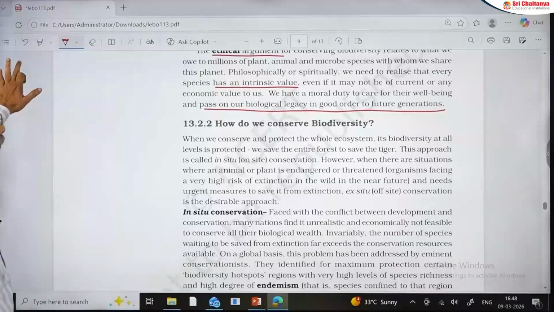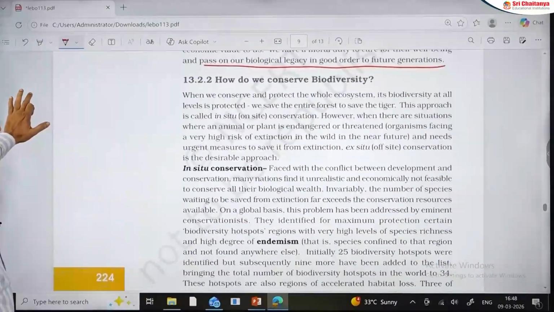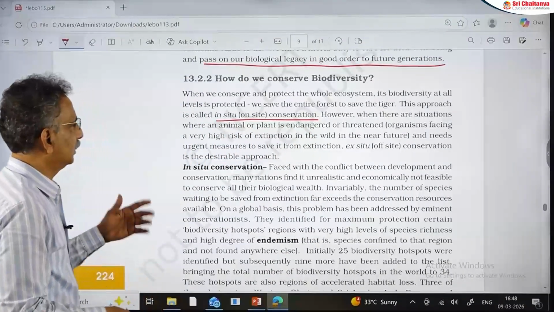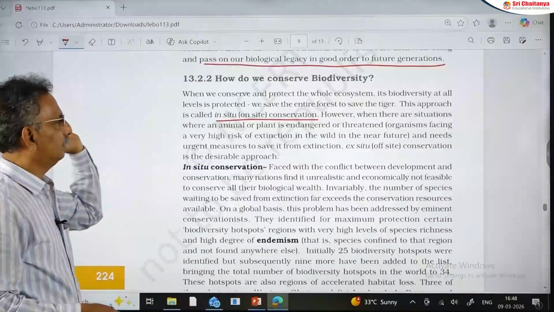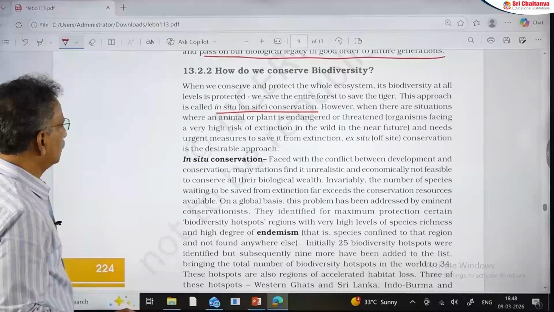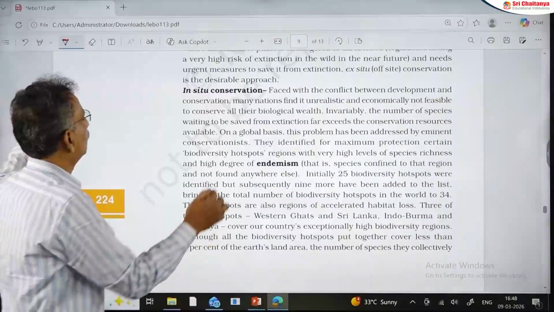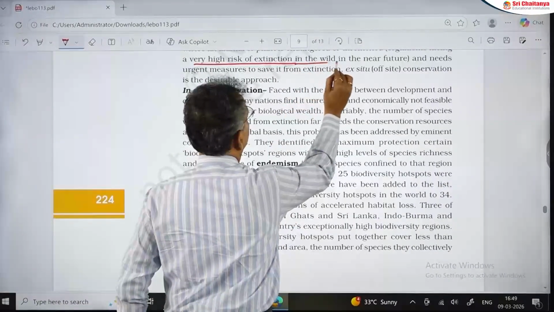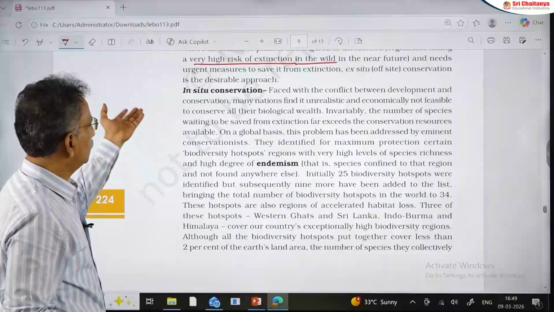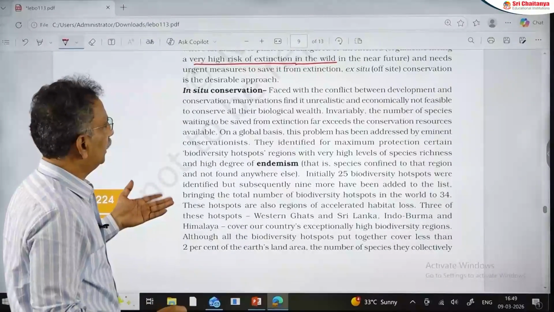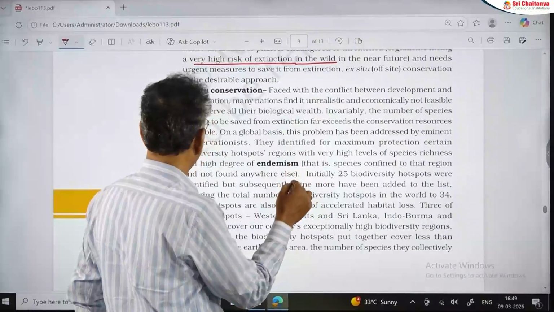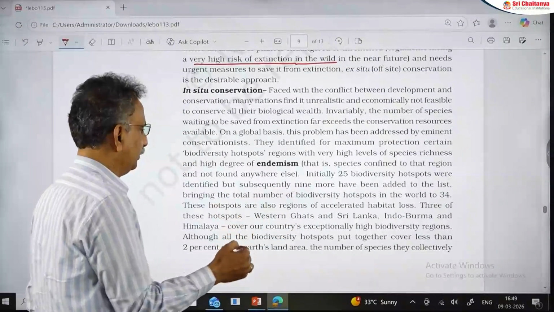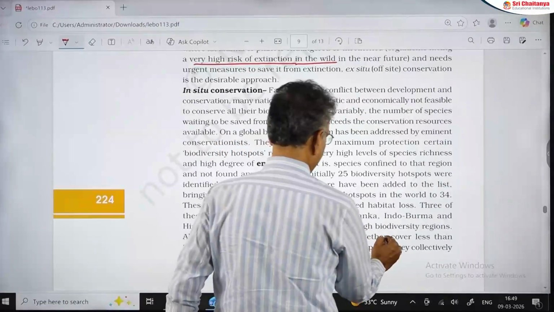Now the question is, how do we conserve biodiversity? So one is on-site conservation, in-situ conservation. Wherever they have evolved, only there can they be conserved. In in-situ conservation, animals with a high risk of extinction in the wild should be the ones conserved there. So the other methods for in-situ conservation are given by the creation of what we call biodiversity regions.